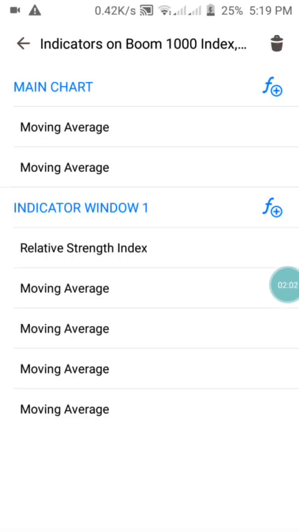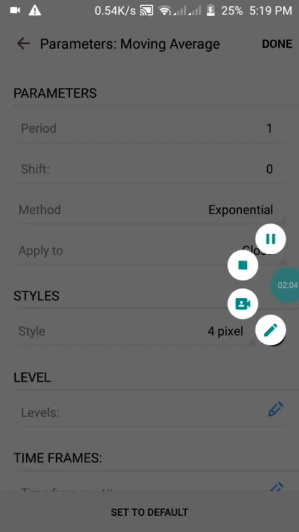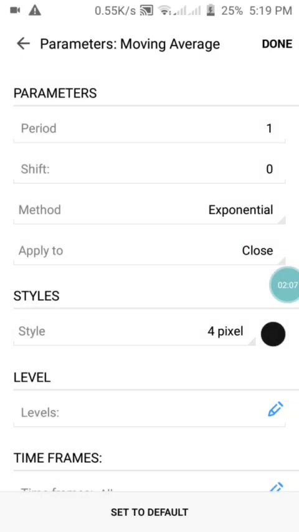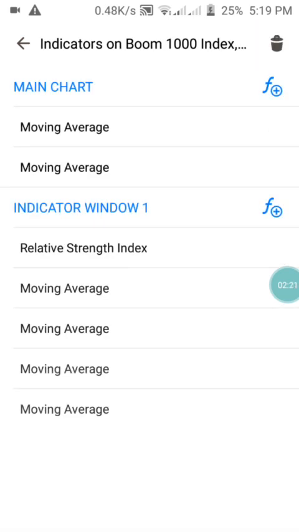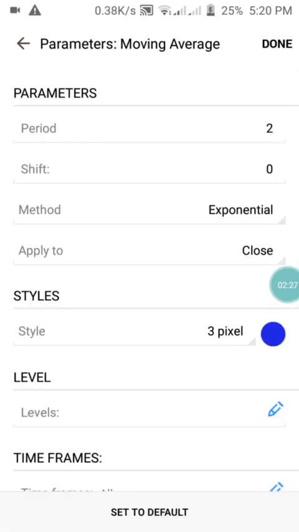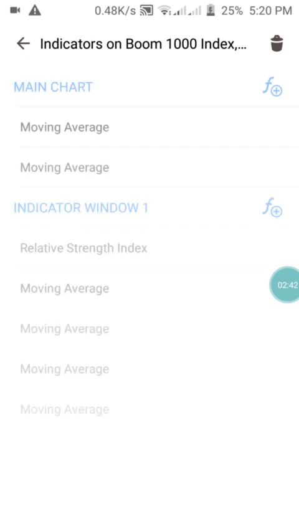Then now we have the first moving average, which is the period of 1. We have our shift to be 0, our method to be exponential, and apply to close, and we choose black as our color here. You see that? We choose black, and you can also choose any color of your choice. Then you press on done. Then you move to the second moving average, where we have our period to be 2, our shift to be 0, our method to be exponential, and apply to close, and we choose blue as our main color in this particular moving average. Then you can press on done.